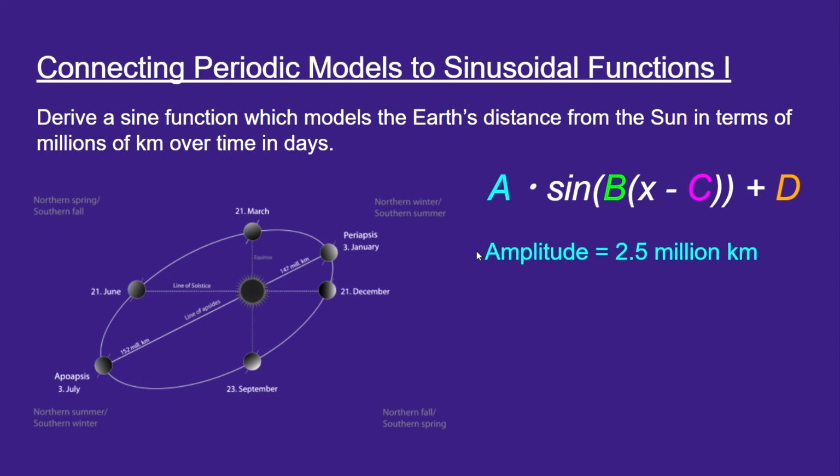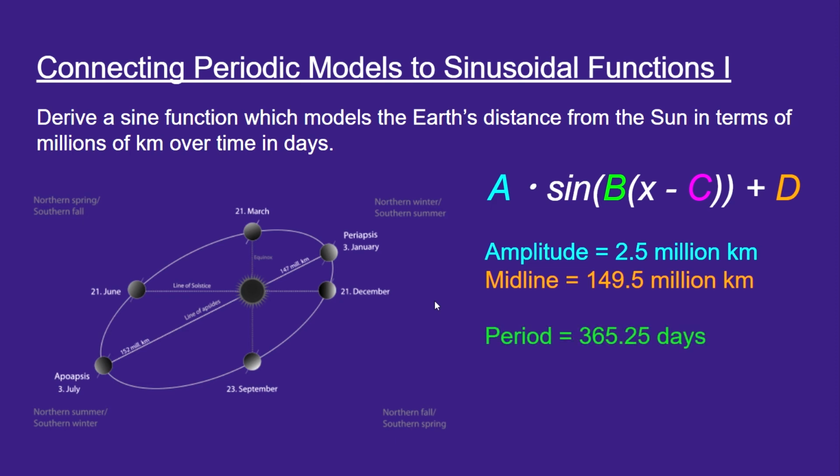Previously, we had identified that the amplitude of this model was 2.5 million kilometers. We had additionally solved that the midline was 149.5 million kilometers. Now, my period, we said, was 365.25 days, because that's how many days it takes to go around the sun. So based on what we said before with the b value, b is equal to 2 pi divided by the period. So my b value here is going to be 2 pi divided by 365.25.